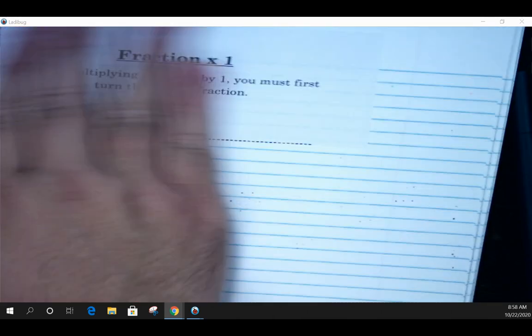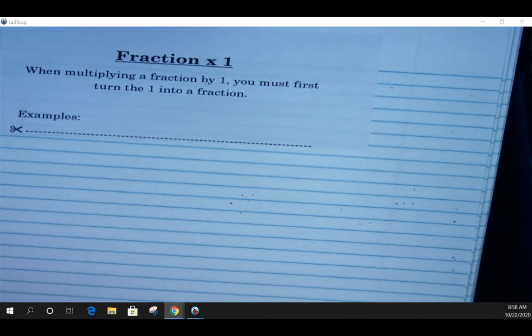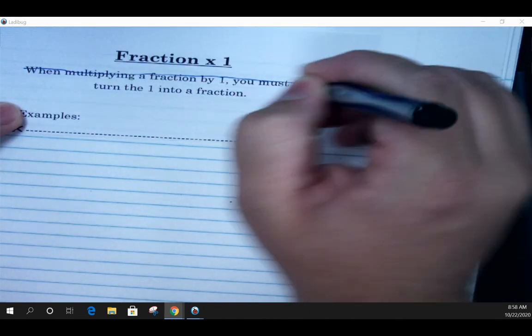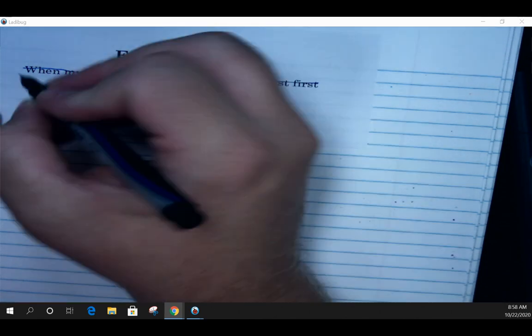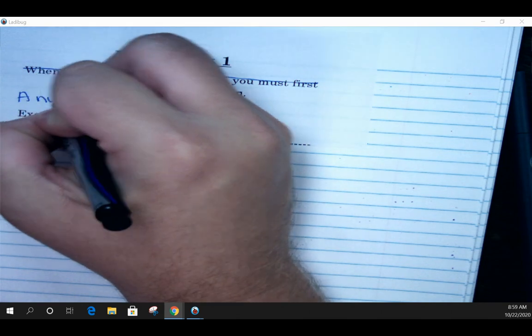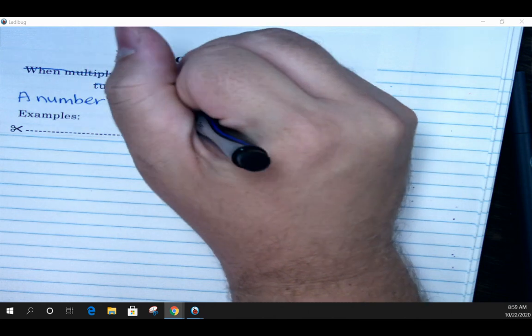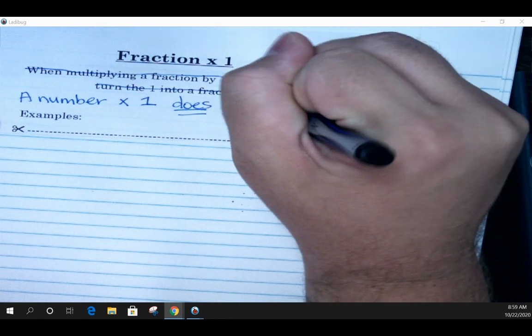Fraction times 1. You can turn the fraction into the 1, but I got an easier way. I'm not saying this is wrong. I'm saying I got an easier way. Somebody tell me your 1 rule. Any number times 1 is that number. Okay. So a number times 1 does not change.